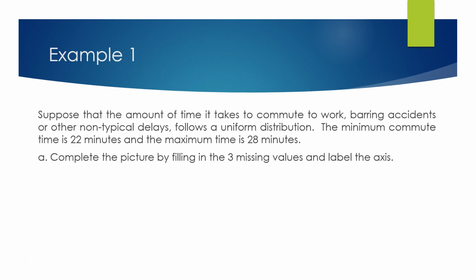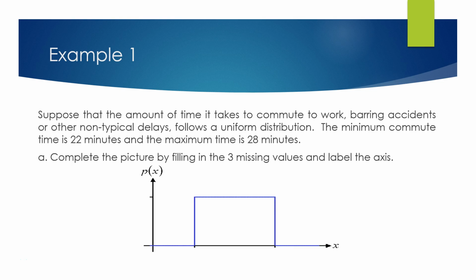So part A says complete by filling in the picture with the 3 missing values and label the axis. You'll always get a blank distribution that looks like this. So there is the normal rectangle shape. It's never going to be drawn to scale because this height would have to be really short. So it's going to be the same picture every time. You'll just have to remember that it's not drawn to scale.